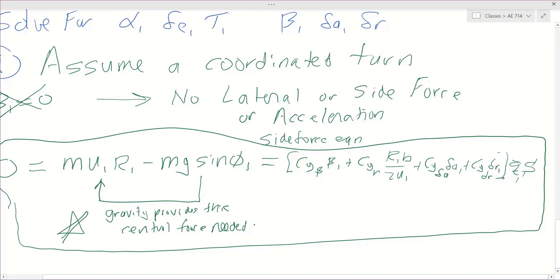So maybe we ought to add that. Again, it is not zero beta. It's close to zero. We'll see when we actually solve some numerical problems.